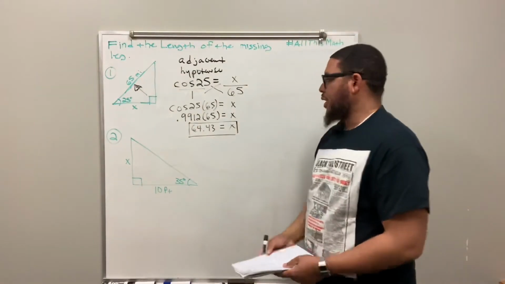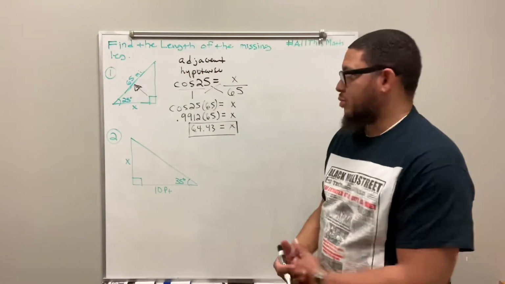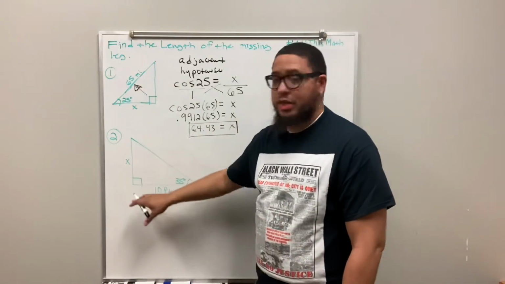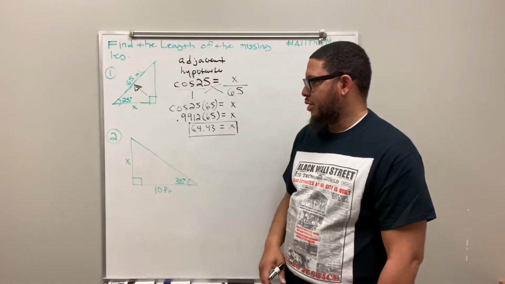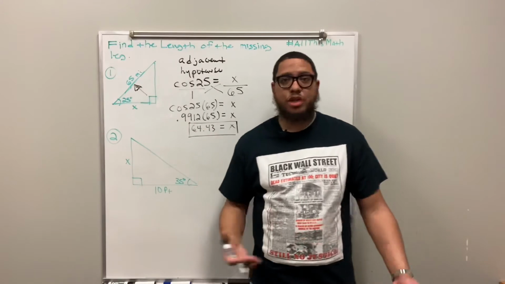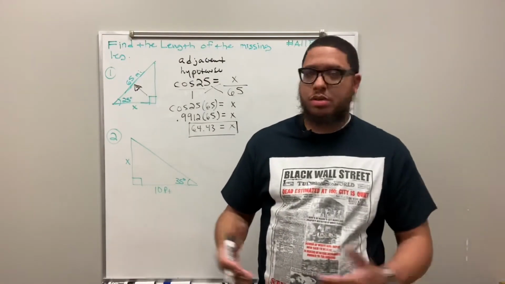All right? Now let's look at number 2. Number 2, again, we follow the same steps. We know this is a right triangle. We already said that. We look for an angle. I see a 35-degree angle right there. But now I'm thinking, okay, well, which trig ratio am I going to use? Am I going to use sine, cosine, or tangent? What am I going to use?